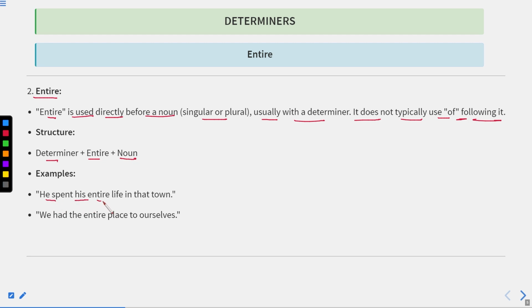He spent his entire life in that town. So life is uncountable, which we have used with the word entire. Okay, so entire is an adjective or determiner over here, after which we have used the word life, which is a singular, or you can say uncountable noun. We had the entire place to ourselves. It means the whole of the place belonged to us. It means we could use it entirely, or completely.